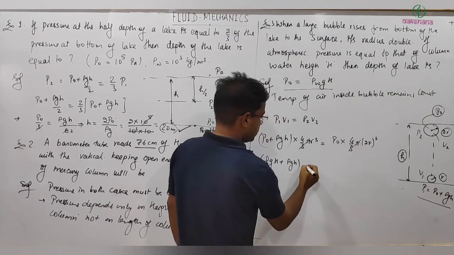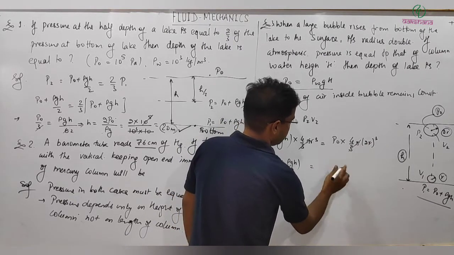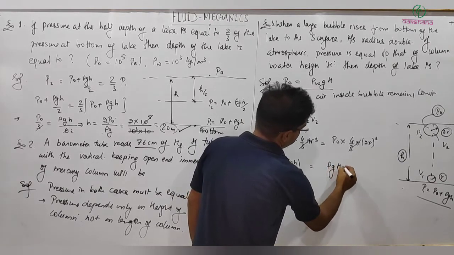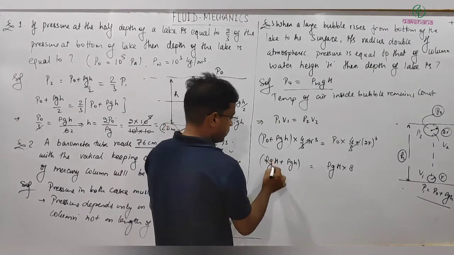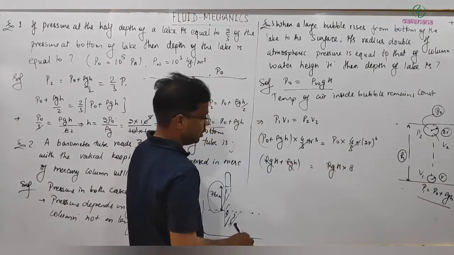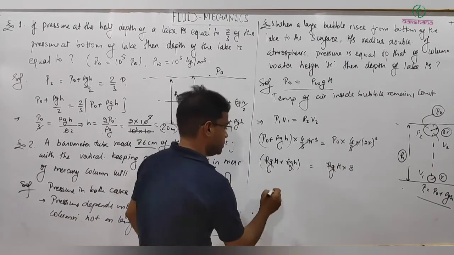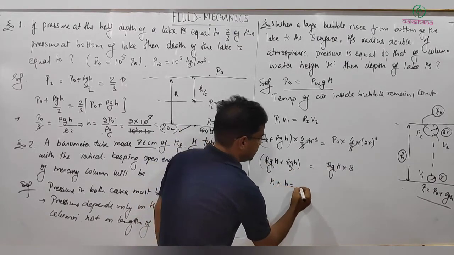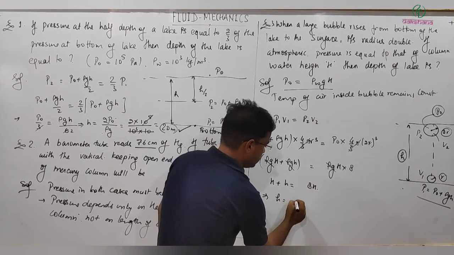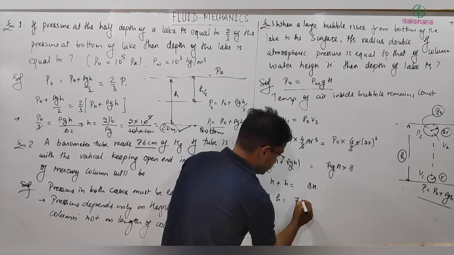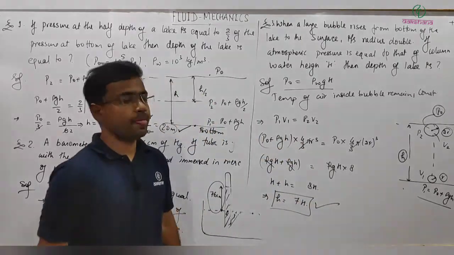So this is simply P0 into 8, that can also be rho g into capital H into 8. So now rho g is completely gone. We need small h. So capital H plus small h is equal to 8 times capital H. This implies small h is equal to 7 times capital H. This is the answer to the problem.